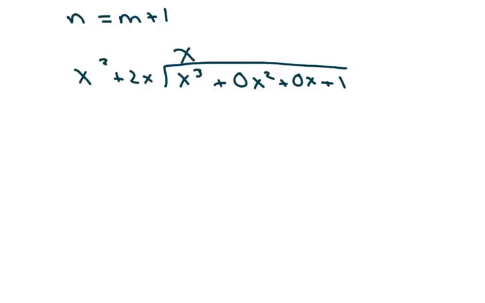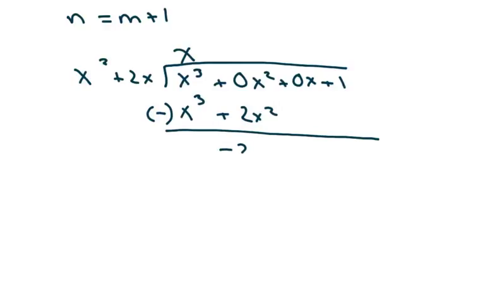Remember, asymptotes are a line, so we're going to get x cubed plus 2x squared. You subtract, so you're going to get negative 2x squared, and you're going to bring down the 1. So we're going to put up here negative 2. When you multiply, you get negative 2x squared minus 4x.